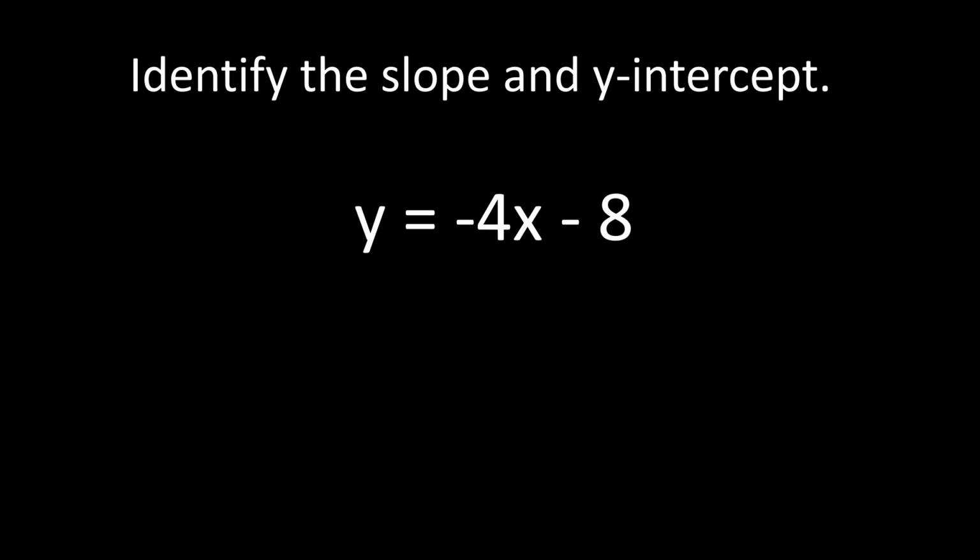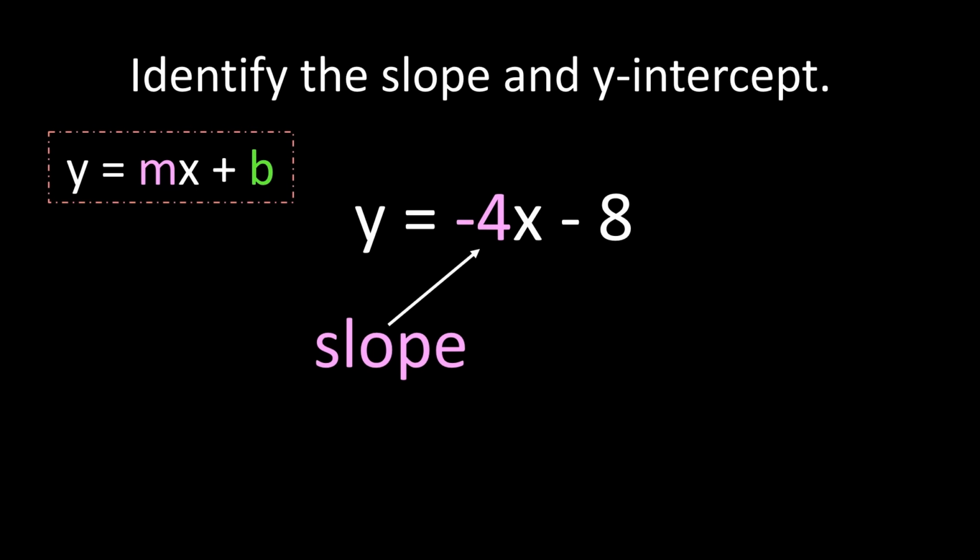In this example, I'm going to identify the slope and y-intercept in the equation y equals negative 4x minus 8. And my equation is in the slope-intercept form of y equals mx plus b. So my slope is going to be the negative 4. The negative 4 is in place of m. And notice that this time my slope is negative. The m is a negative 4, so my slope is negative 4.